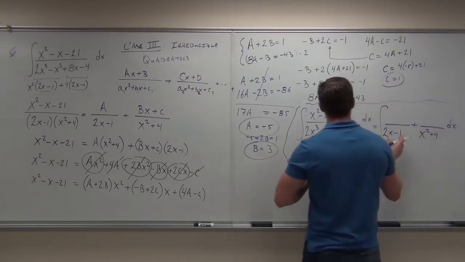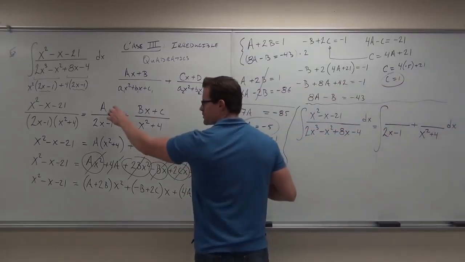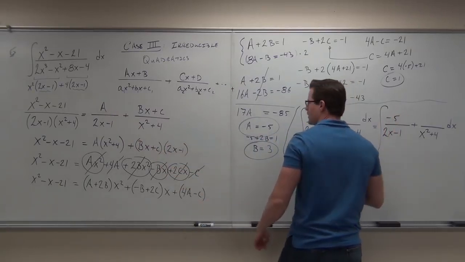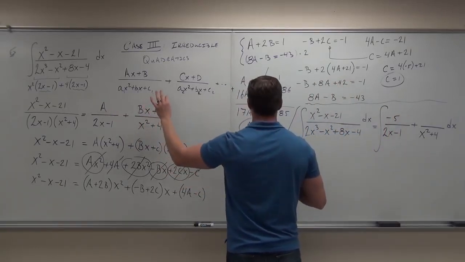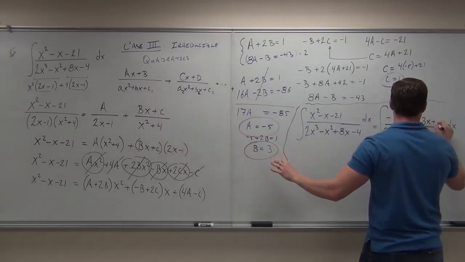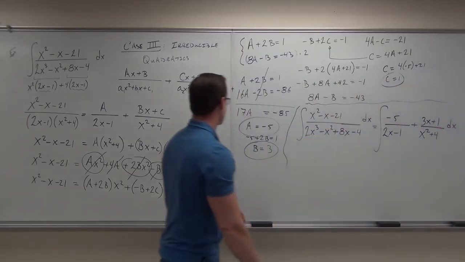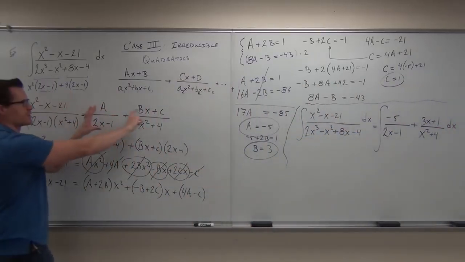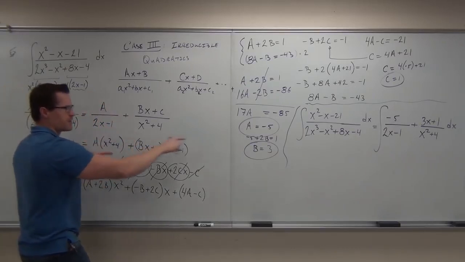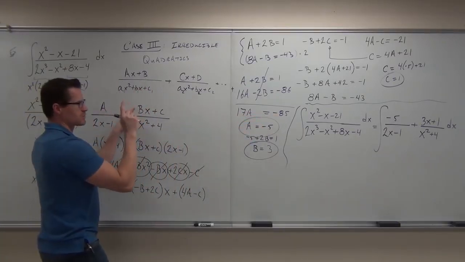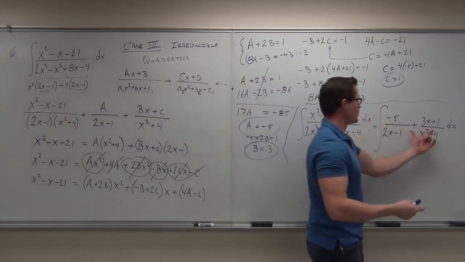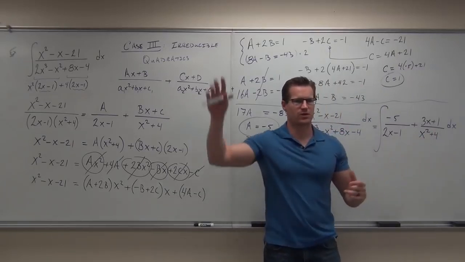dx. On the numerator of our first fraction, it says that we're supposed to have only an a. What goes here? Negative 5. On the numerator of our second fraction, we're supposed to have a bx plus c. 3x plus 1. Beautiful. We knew that this fraction can be broken up. We just showed it. We know that a is -5. Hey, -5 over 2x minus 1. We know that b is 3. We know that c is 1. Plug those numbers in. We get 3x plus 1 over x squared plus 4.